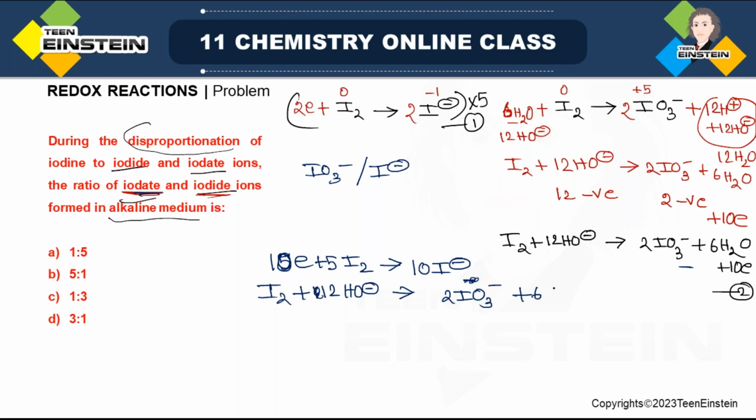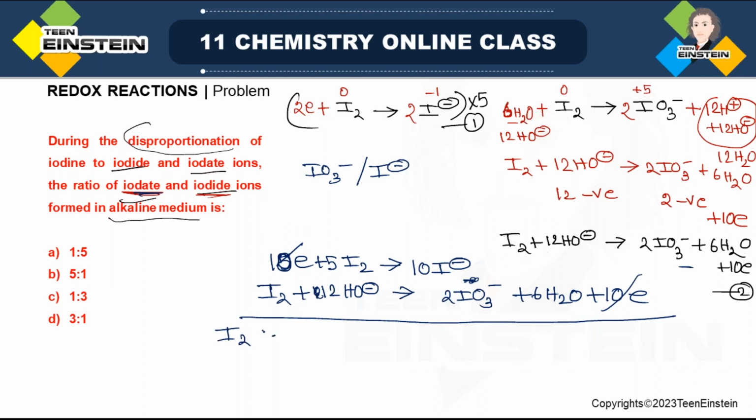2IO3 minus, 6H2O and 10 electron. So 10 electron both sides, it is the same. So the remaining balanced equation should be I2 5/2, that means total 6I2.